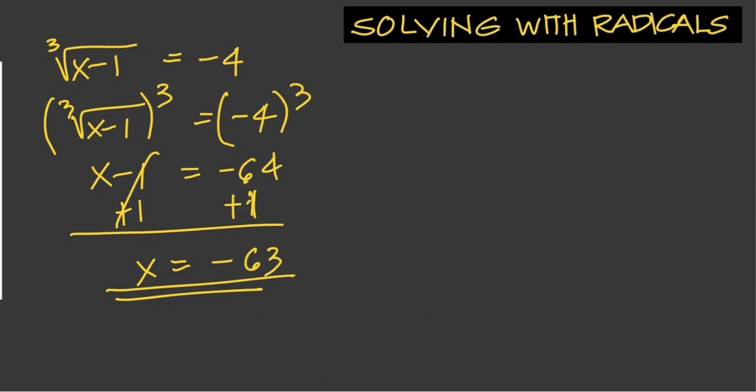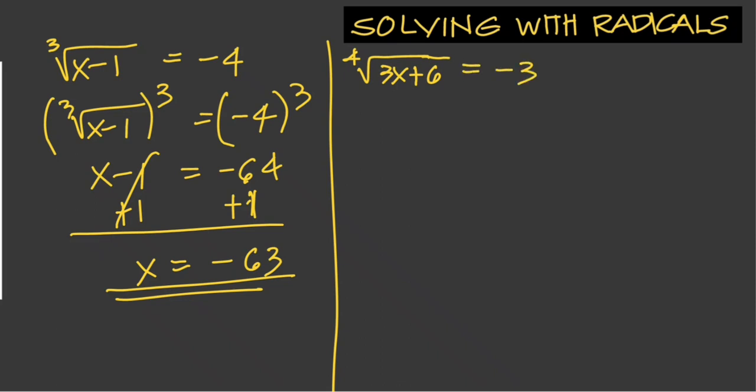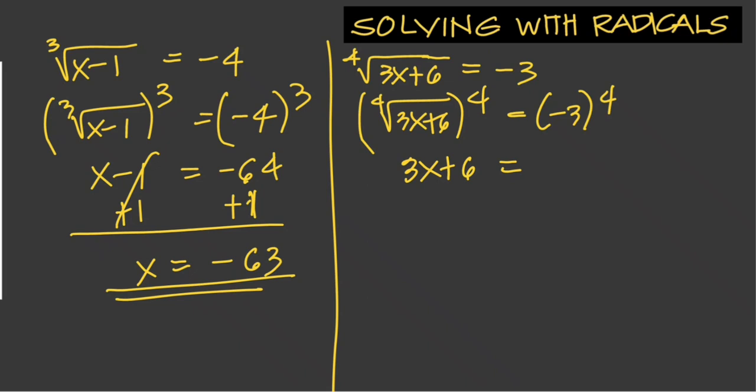Okay, what if we're given this problem? Fourth root of 3x plus 6 equals -3. So our index here is even. That means we will have to check our answers later. So we just have to raise both sides to the power of 4. That will be fourth root of 3x plus 6 to the power of 4 equals -3 to the power of 4. So this is just equal to 3x plus 6. And -3 raised to the power of 4 is just equal to +81.